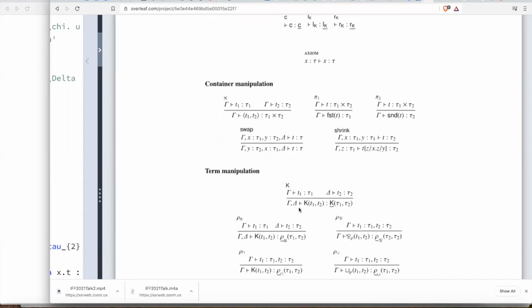Okay, that's it. That is the whole basis for what we're doing. If you run it backwards like that, and you can build a tree so that you ground out in axioms, then you know that your term is of the given type.